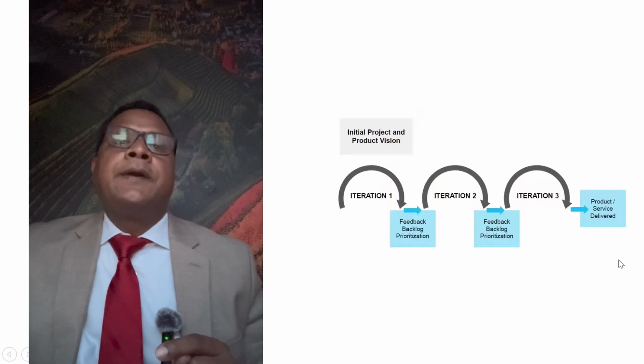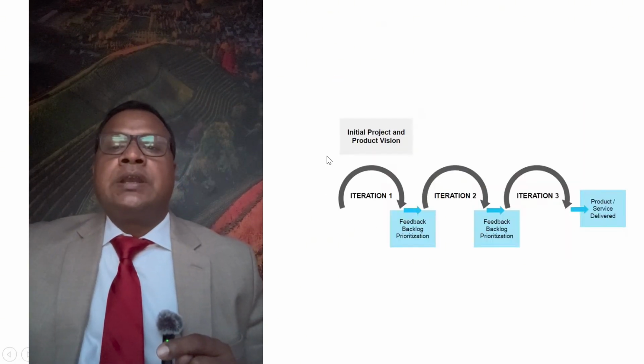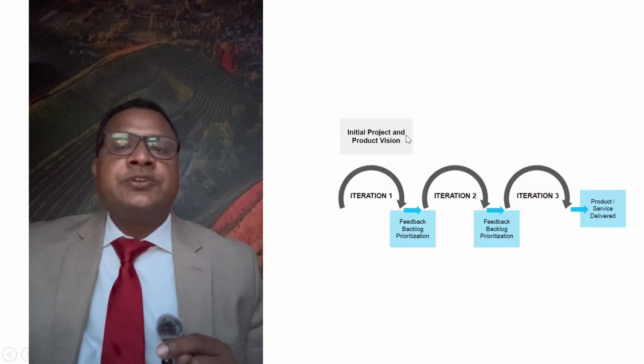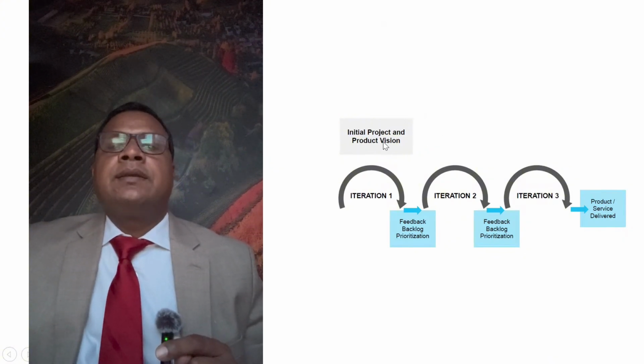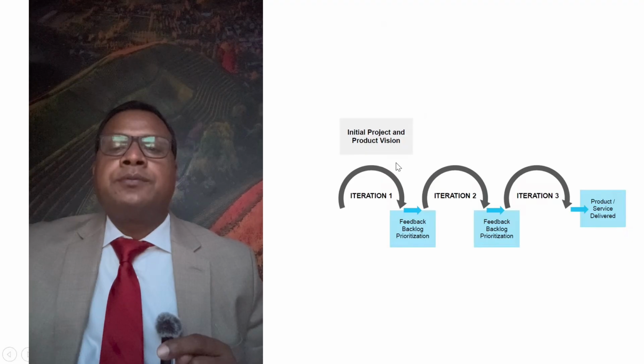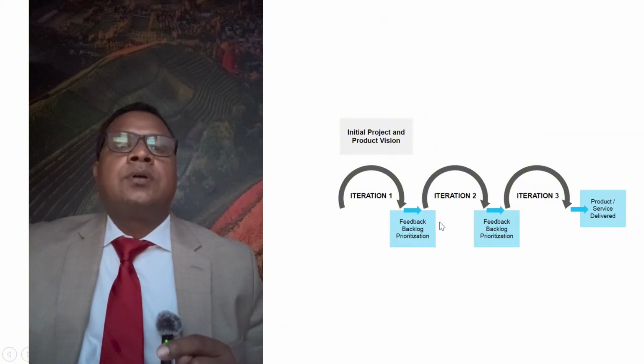And in the agile approach, actually we have an initial project and product vision. We describe it through stories and epics. Then at iteration one, the first round, we have a minimum viable product. Then we get the feedback. That comes to the backlog, and so we change our product. Again, we work on it.